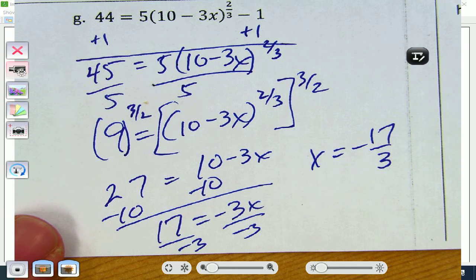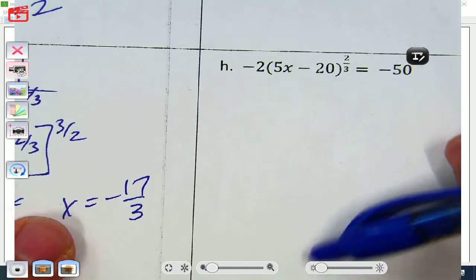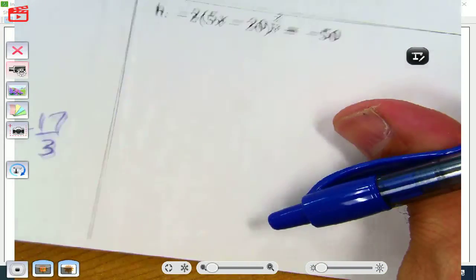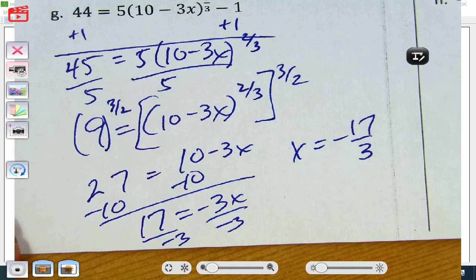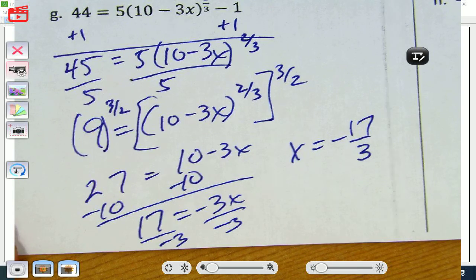Is H the same? I think so. I don't think there's any changes in H. Do you guys have that for H? Not done copying G yet. All right. Hold on. H is the same. All right, thank you. Are we ready for H? Okay, we're good? All right.